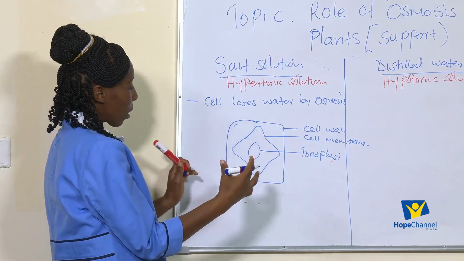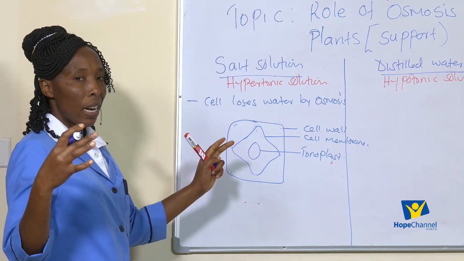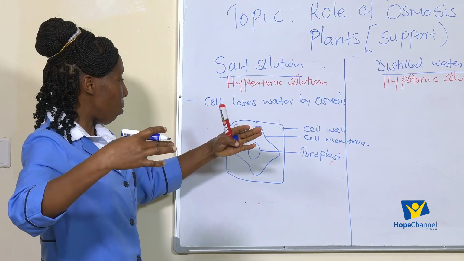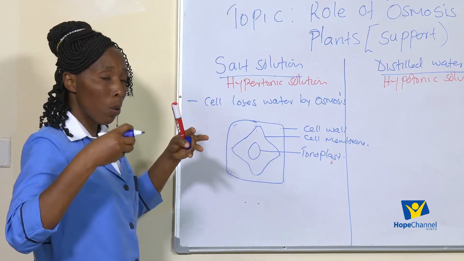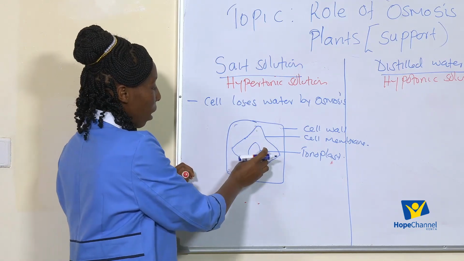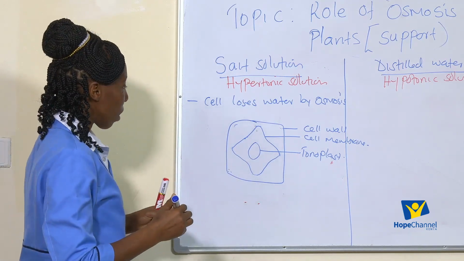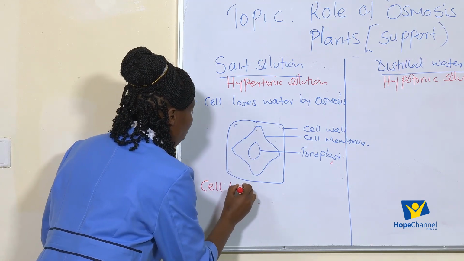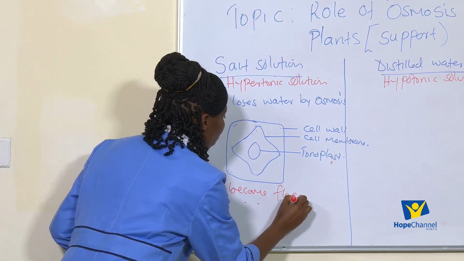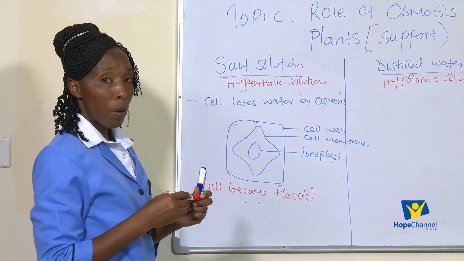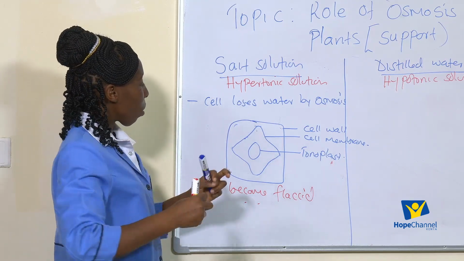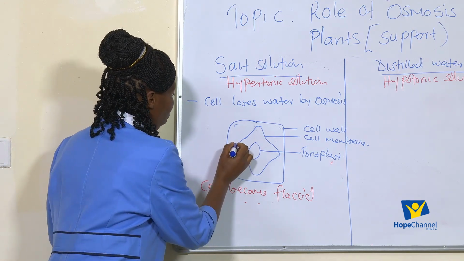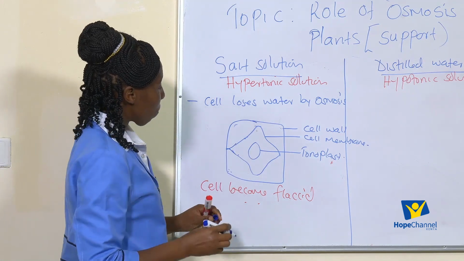Then what is happening is that the cell membrane detaches itself from the cell wall. Remember, when it is stretched to the cell wall, that is when the cell is filled with water. But this time, the cell loses water by osmosis. And we say the cell becomes flaccid. It has lost water, so the cell membrane tries to detach itself from the cell wall. And of course, the osmotic pressure in that case is very low.